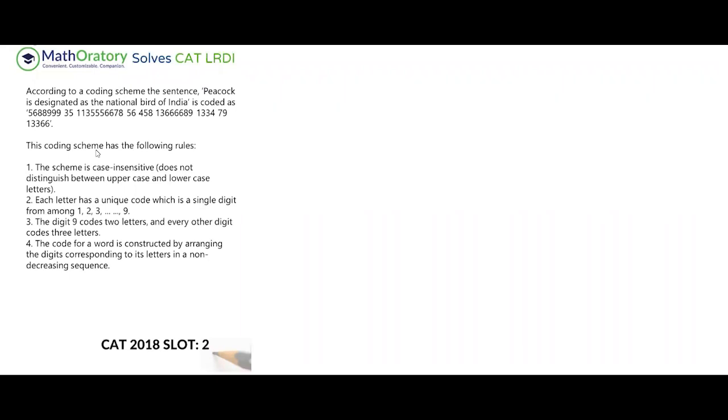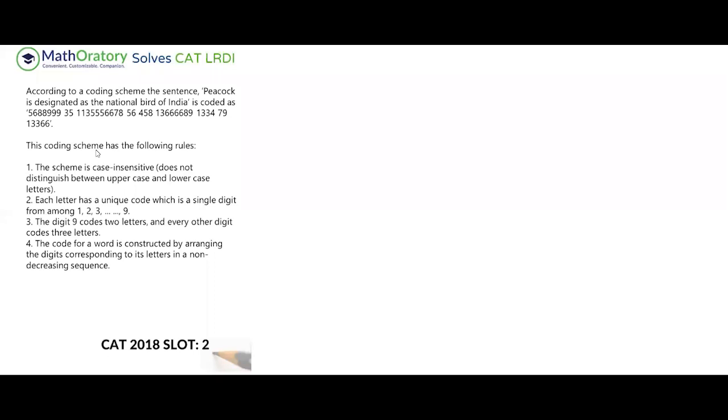The coding scheme has the following rules. The scheme is case insensitive. So if you know that, that's fine. Otherwise, as CAT does, it will always explain these technical words. It tells you that it does not distinguish between uppercase and lowercase letters. So if P is written in capital or small letter, it doesn't matter. It will have the same code. I written capital, I written small, it will have the same code, and so on. So you have case insensitivity. Okay, great. That is fine. No need to record that.